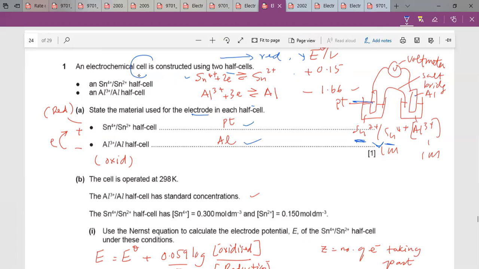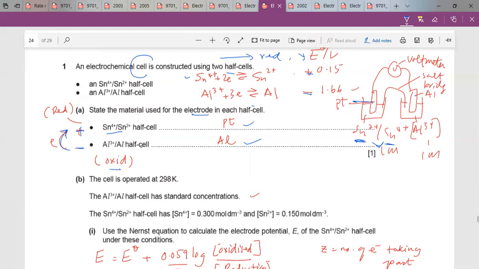Quite simple. So remember, you look at this here. This minus is positive. Of course, aluminum will be negative. Tin will be positive. So electrons will travel from here to here. This will undergo oxidation. This will undergo reduction. Very simple thing. Once you know how to use the data booklet for the electric potential, no problem.